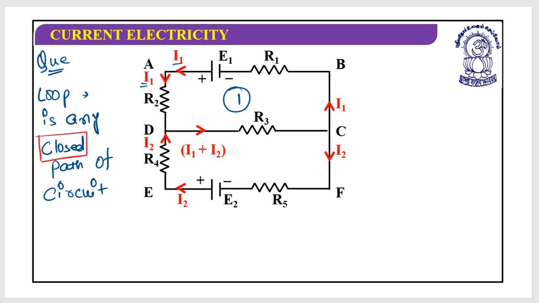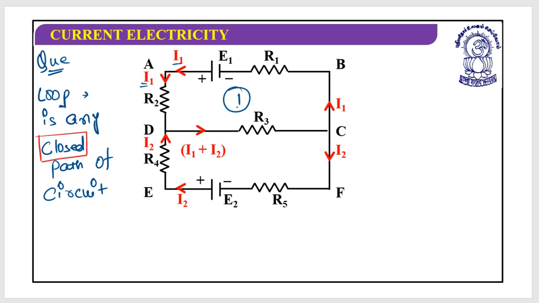Please remember, this is the closed path of any circuit. So when we say we are taking this loop, that must be a closed loop. That cannot be an open path. If it is an open path, we cannot apply KVL to it. It must be a closed path to be taken. So if we consider a loop, it must be a closed path of the circuit.